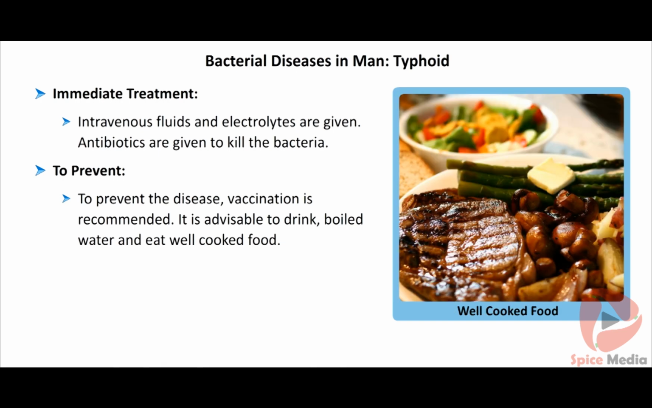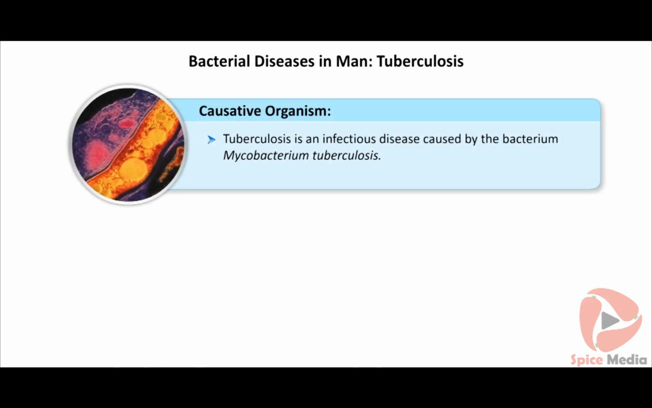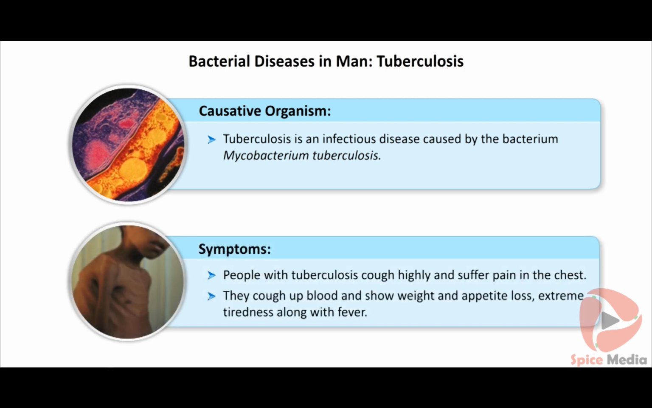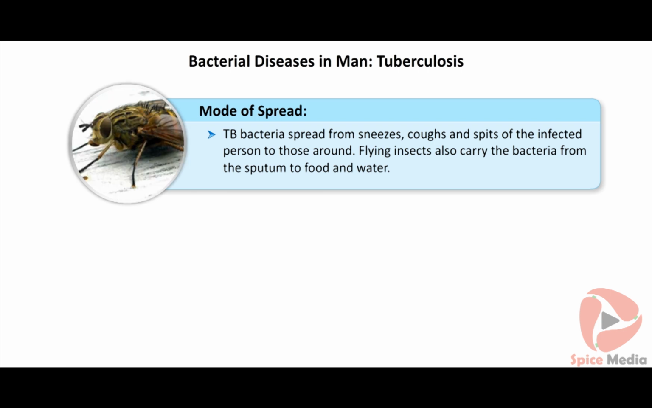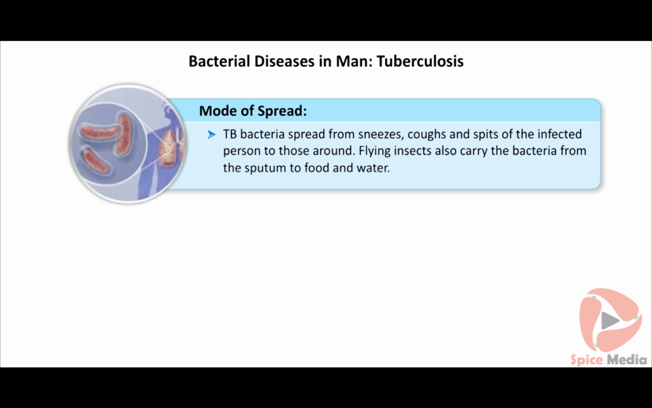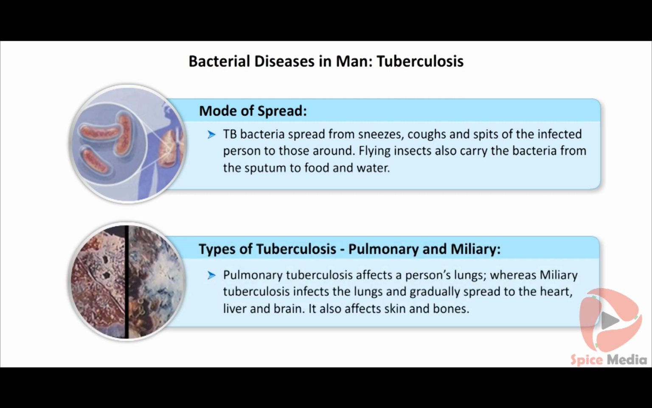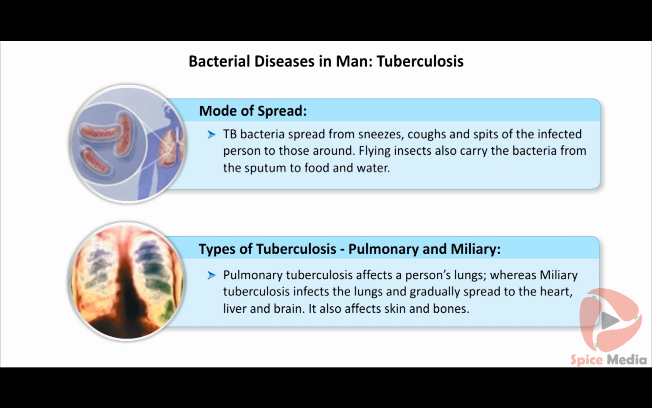Flying insects carry the germs from the excreta of the infected person to the food and water that are kept open. Due to dehydration, more amount of water will be lost from the patient's body, so intravenous fluids and electrolytes are given to the patient immediately. Antibiotics are given to kill the bacteria. To prevent the disease, vaccination is recommended. It is advisable to drink boiled water and eat well-cooked food.